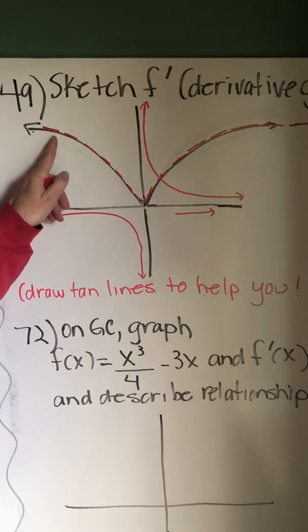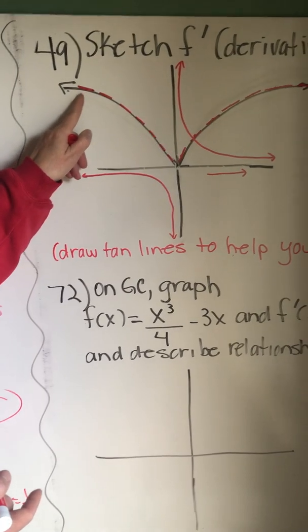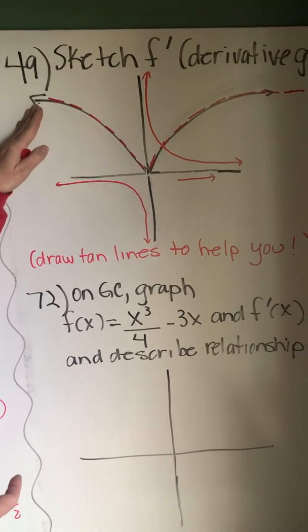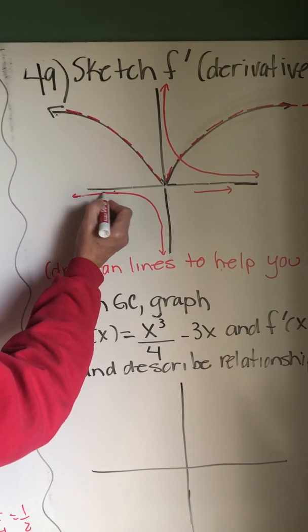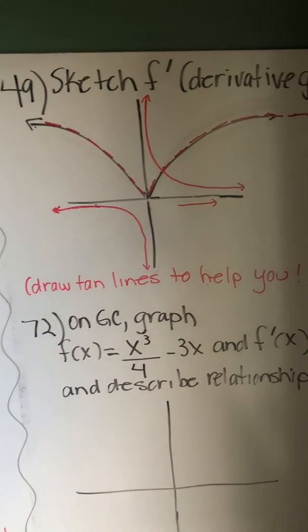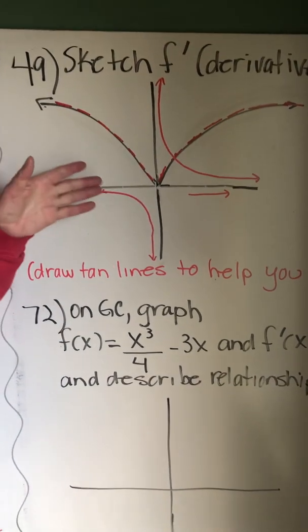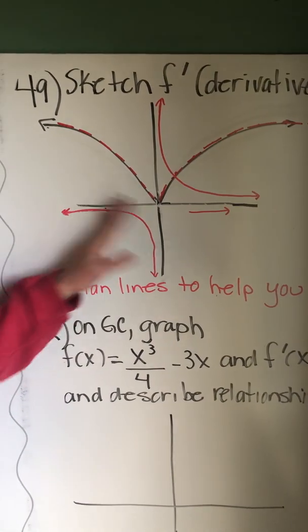And as we go out, notice that these slopes are approaching, flattening out towards 0, and so I made my derivative graph do the same. So this takes practice, but draw yourself little tangent lines to help you. My derivative graph is in red.